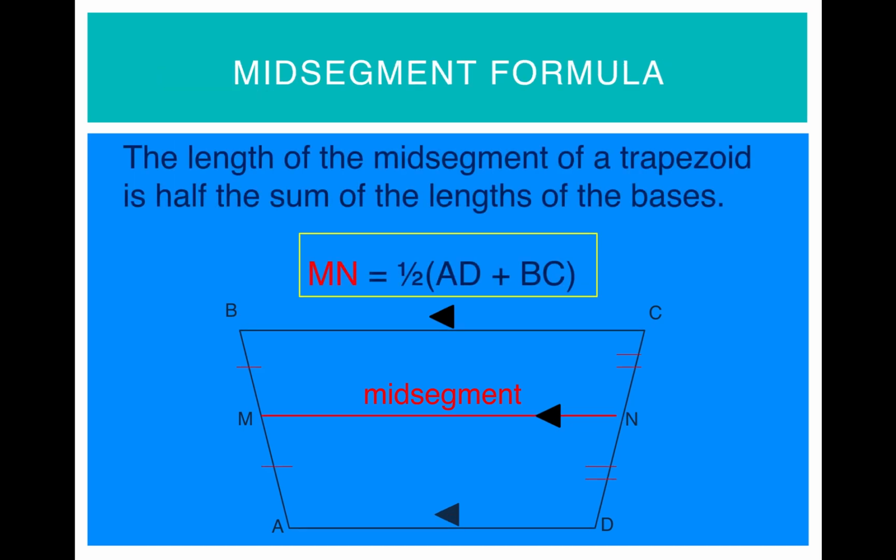Okay, I have a formula for you. The length of the mid-segment of a trapezoid is half the sum of the lengths of the bases. So that mid-segment MN is 1/2 times our base BC plus our base AD. I also like to think of this as the average of the two bases. If you remember the formula for finding the average or mean, it's the same as finding the average of the two bases.